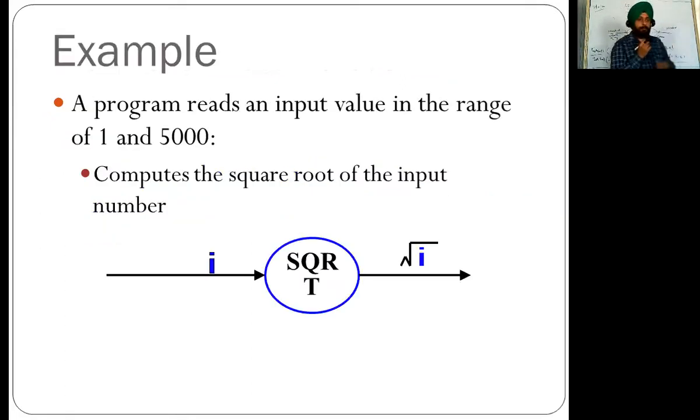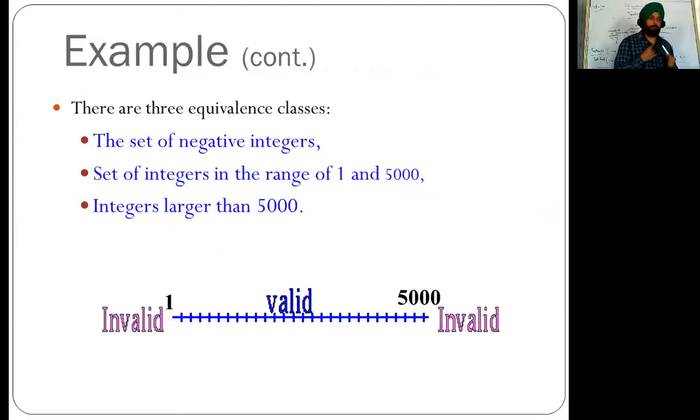So in this example, what I was saying is, if you put in any number I, we have to find the square root of I. And what your program does is read all the numbers input in the range of 1 to 5,000. Next. There are three equivalence classes in this case: the set of negative integers, the set of all the integers between 1 and 5,000, and the set of all positive integers which are larger than 5,000. Next.